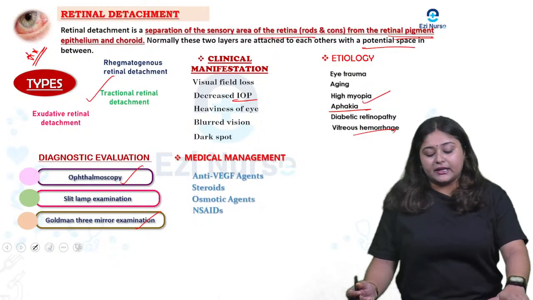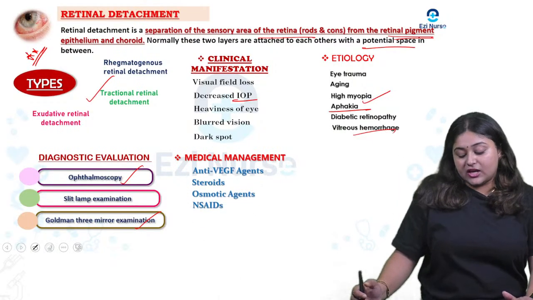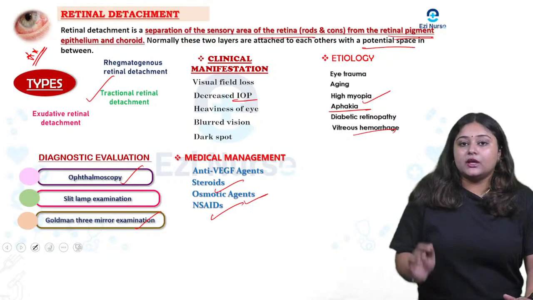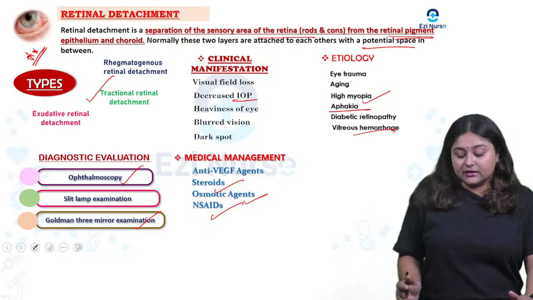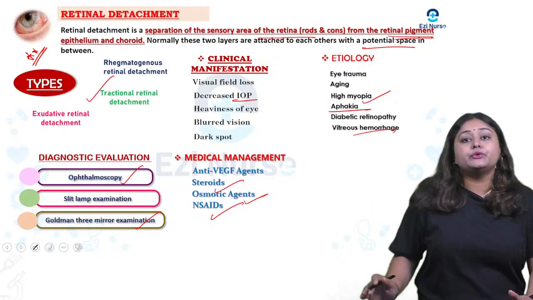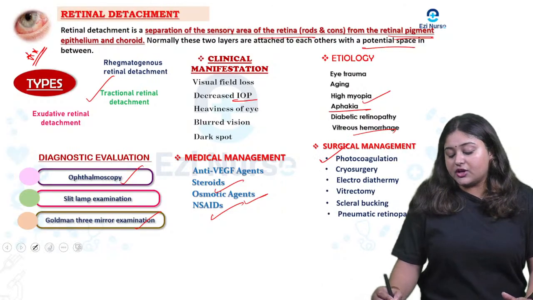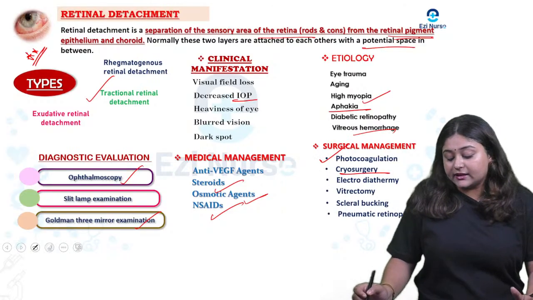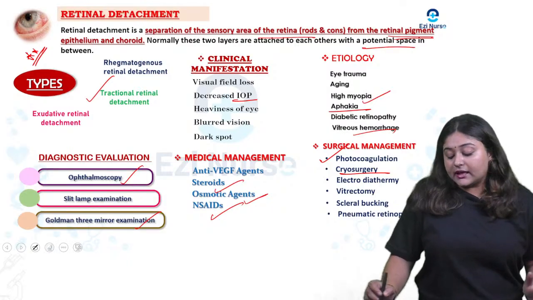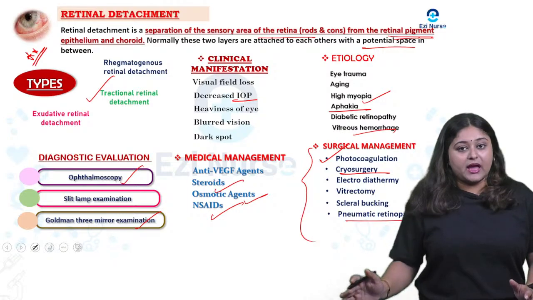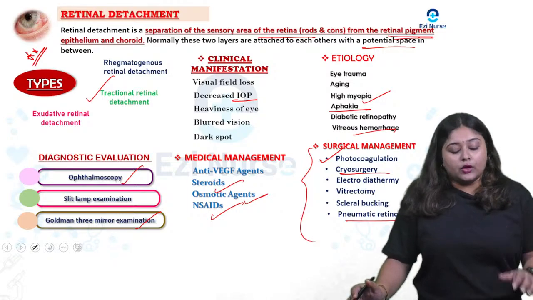Okay, now come to the medical management: anti-VEGF agents, steroids, osmotic agents, and NSAIDs. If you want to know the examples and details about the medical management, then go to the application. Now come to the surgical management, that is photocoagulation, cryosurgery, electrical diathermy, vitrectomy, scleral buckling, as well as pneumatic retinopexy. So these are all about surgical management. For more details, follow Easiness.